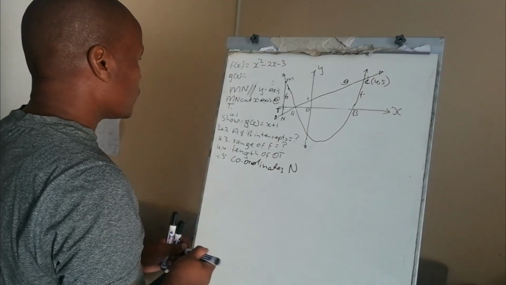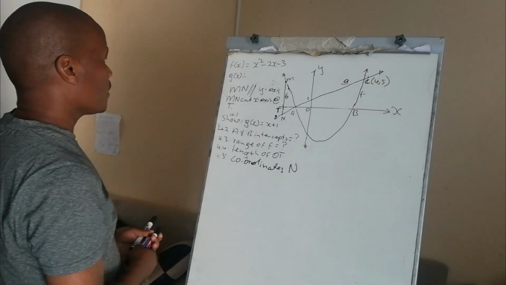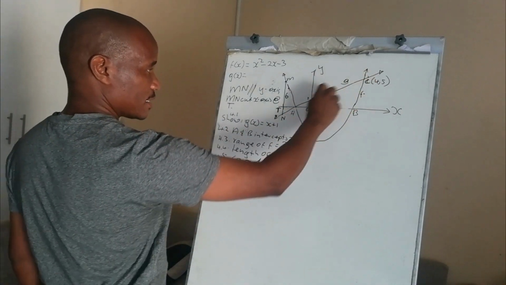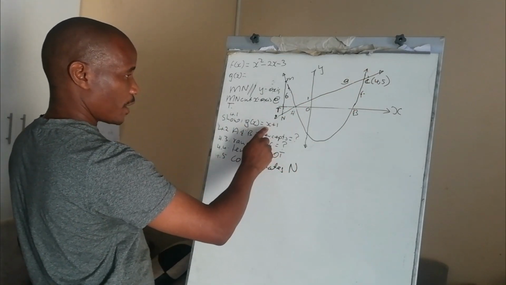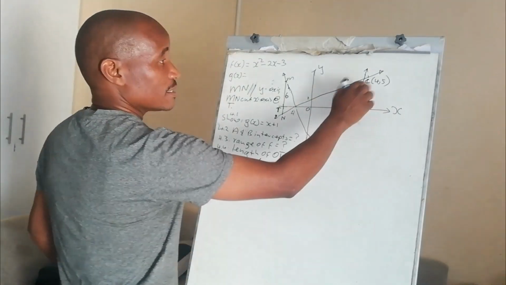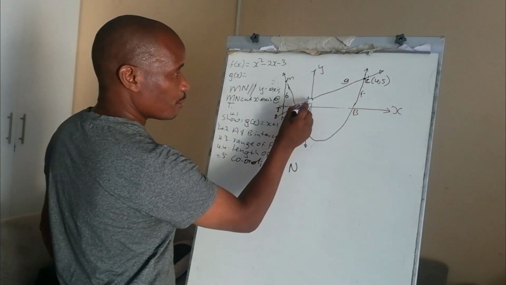Right, let's see, gentlemen. They say we show that g(x), this line, is equal to x plus 1. This point there, this point C, we also got a point there.